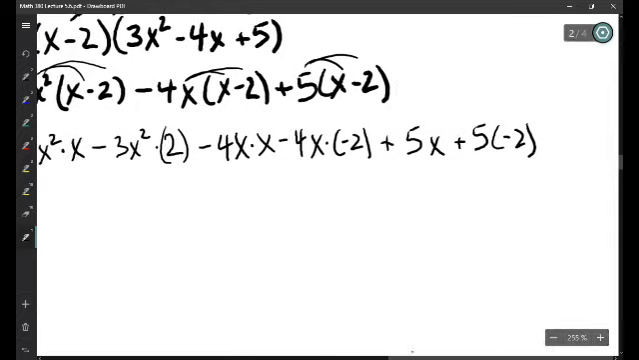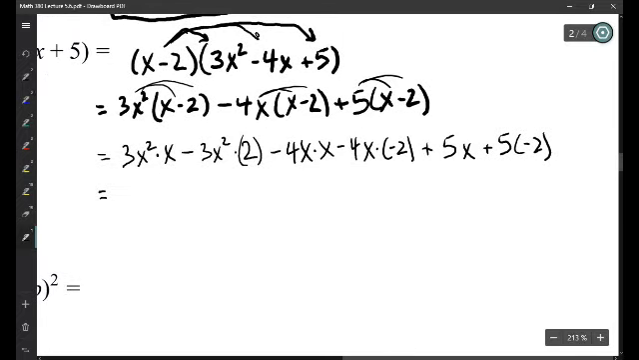All right, so we have 3x squared times x is x cubed. Negative 3x squared times 2: multiply the numbers, 3 times 2 is 6. So minus 6x squared. Next term, negative 4x squared. Next term, negative 4 times negative 2 is positive 8. So positive 8x. Plus 5x. And then 5 times negative 2, negative 10, so minus 10.